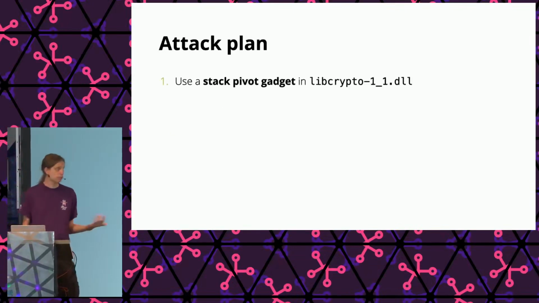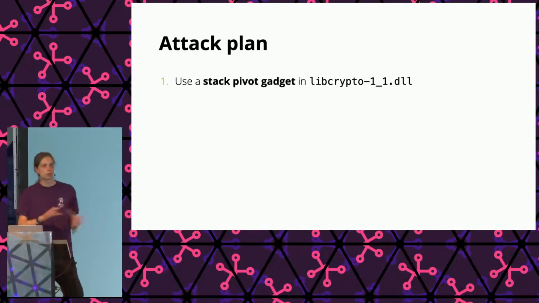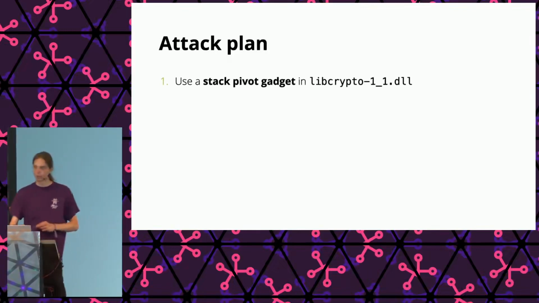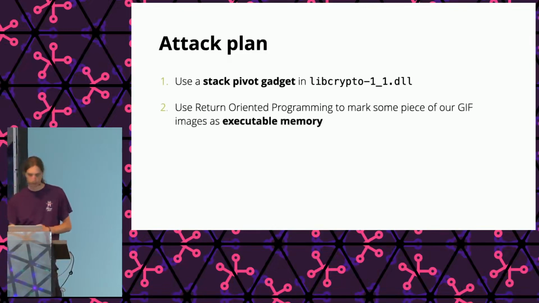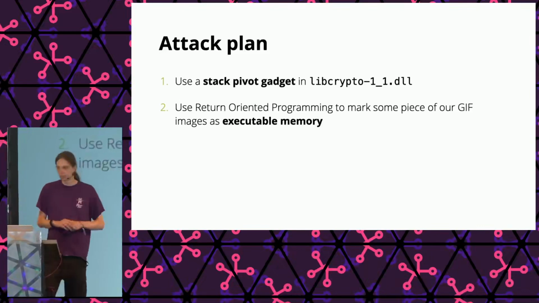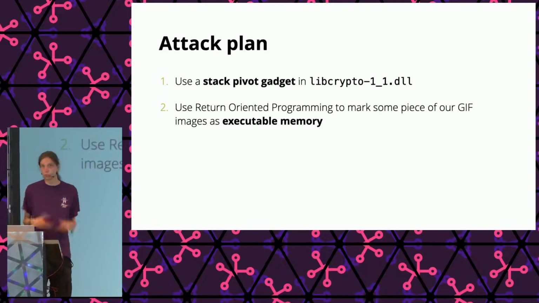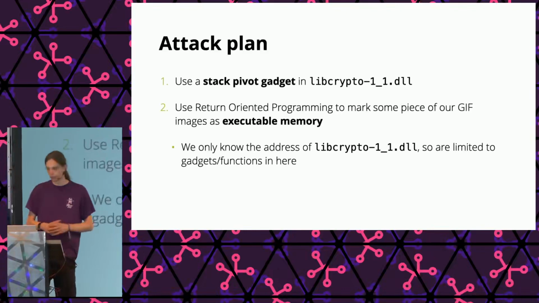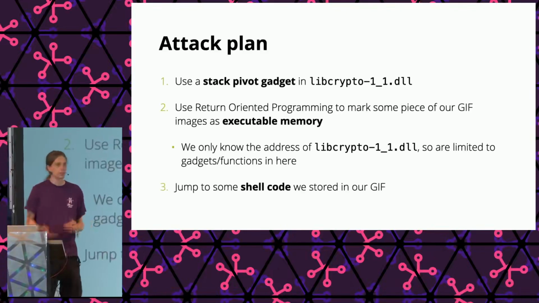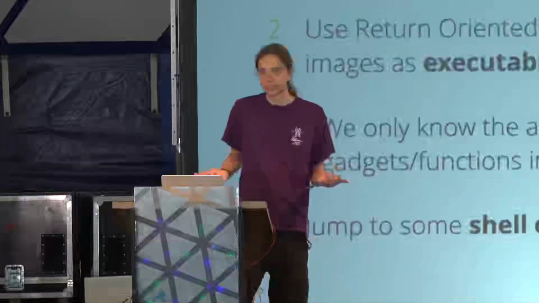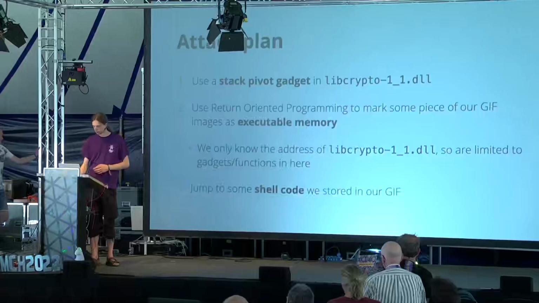We found a stack pivot gadget, so basically something that we could use to redefine the stack to be somewhere else, which meant that we could execute more by using the ROP chain. Then we used the ROP chain to make some part of the Giphy image that we sent executable. So it was now data that we sent that was now also allowed to be executed. Though we could also only use the gadgets from libcrypto, of course. And then we could jump to the code included in the Giphy, and then it would execute some shell code that we uploaded.